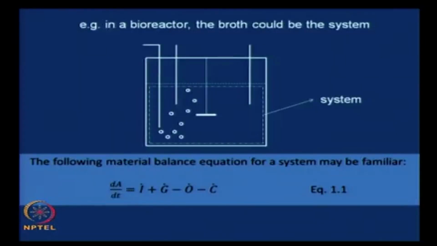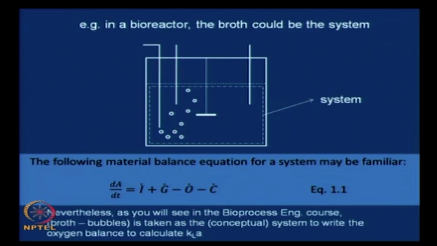the material balance is a relationship between the accumulation rate and the input rate, the generation rate, the output rate, and the consumption rate. In other words, input rate plus generation rate minus output rate minus consumption rate equals the accumulation rate. And note that we learnt that this is applicable only over the system for which it is written. As I said, this broth could be the system for the application of this material balance principle to some aspects.